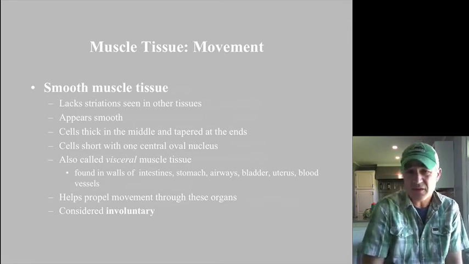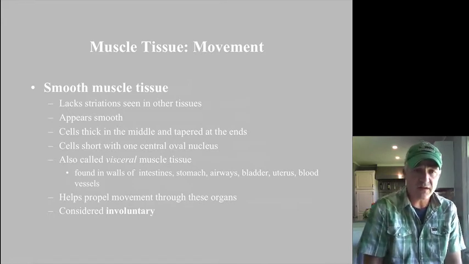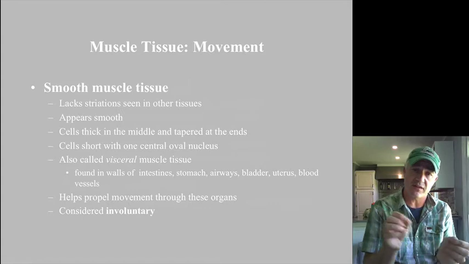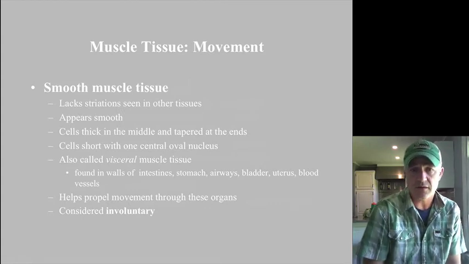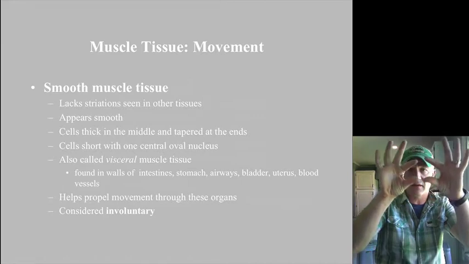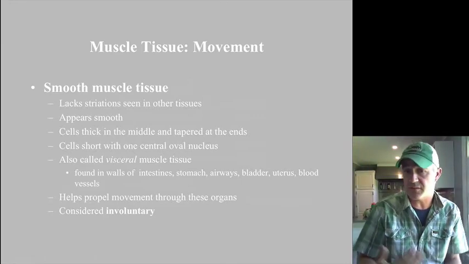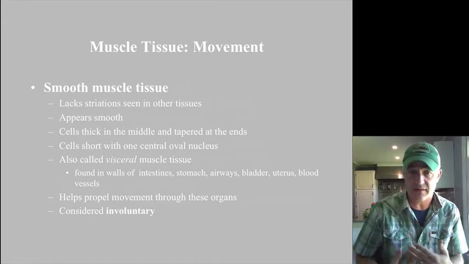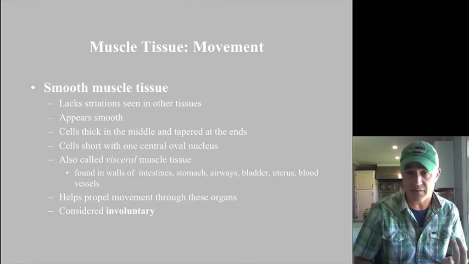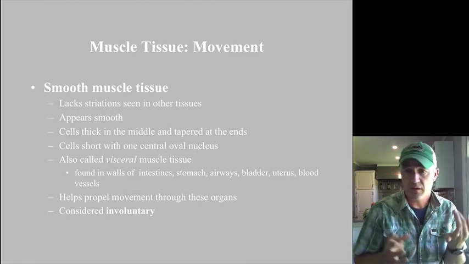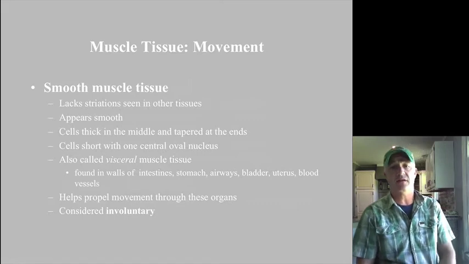It actually sometimes tends to look like dense regular connective tissue, but you should be looking for a centralized nucleus in these versus not in the dense regular connective tissue. They're thicker in the middle, so wider in the middle here, and then they're going to taper out on the ends. A lot of times we refer to this as visceral muscle because, again, it's a lot of those organs, the muscle that's in the organs. So things like the intestinal walls, the stomach walls, in the wall of the bladder and the uterus, all these are going to have that smooth muscle.